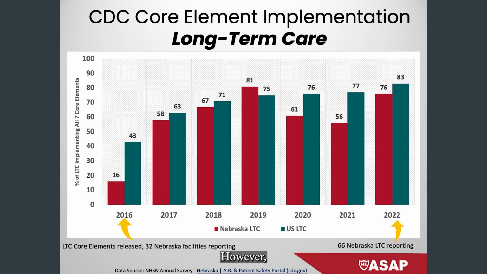However, what we didn't see in hospitals was this huge dip during COVID, but we did see a huge dip in our long-term care facilities with their ability to do antibiotic stewardship during COVID. So I'm thankful to see in 2022 that not only do we have a lot more long-term care facilities completing this annual survey and reporting this, but we're seeing a pretty good increase in work being done in antibiotic stewardship. So about 3/4 of our nursing homes say they're meeting all 7 core elements.